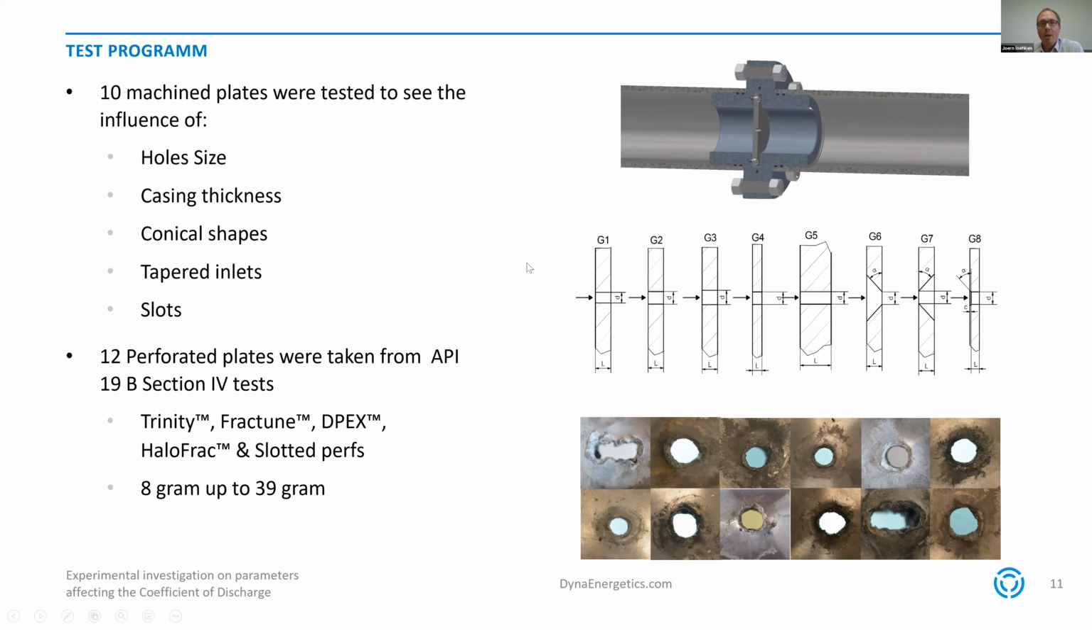In the second step, we used perforated plates, which we took from API section B, 19B section 4 tests. That means these shots were made under the most realistic conditions with a wellbore pressure, with an overburden pressure on the target and the cement sheet behind the casing. We used all of the charges which are used for fracking operations like Trinity, Fractune, DPEX, HaloFrac charges with gram weights between 8 and 39 gram.